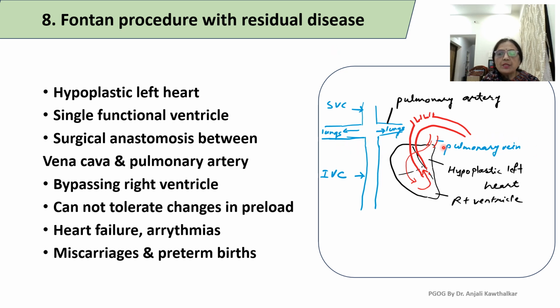So what you remember is hypoplastic left heart, and the procedure which is done is anastomosis between the vena cava and pulmonary artery. And if there is a persistence of disease, residual disease is present, it is a contraindication for pregnancy.